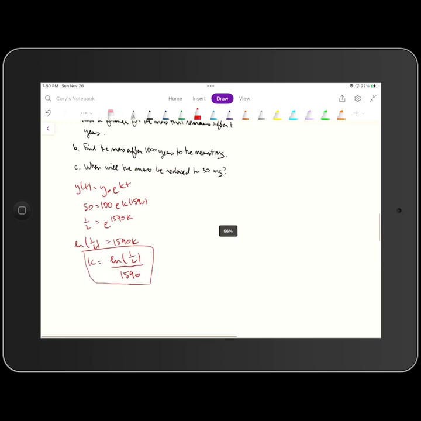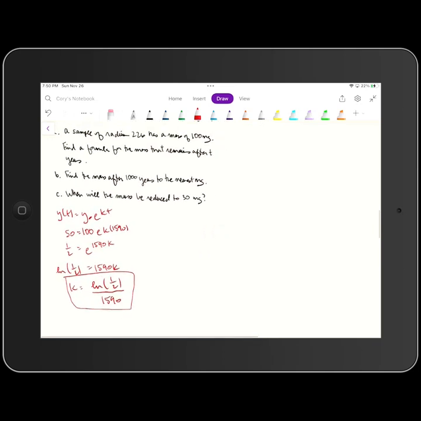So if we go back and do part A here, find a formula for the mass that remains after t years. Part A will be y of t equal to y sub 0, which is 100, times e raised to the natural log of 1/2 divided by 1590 times t power. So that is our exponential decay function in this case.